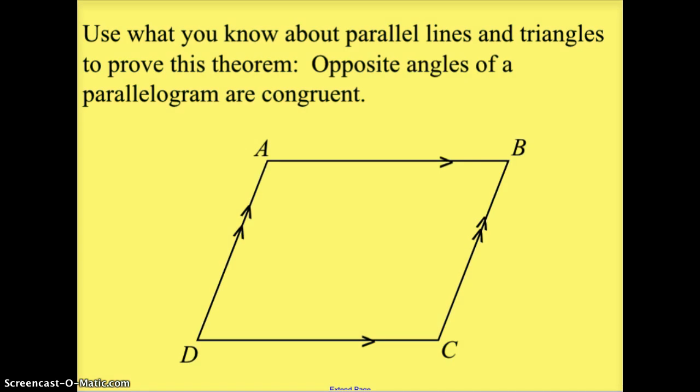The next theorem that we need to prove is that opposite angles of a parallelogram are congruent. I'm going to ask you to use what you saw from the last slide, draw a diagonal, and prove the two triangles are congruent to each other in order to be able to prove that the corresponding angles that are opposite are also congruent. You'll need to do this in two separate proofs.